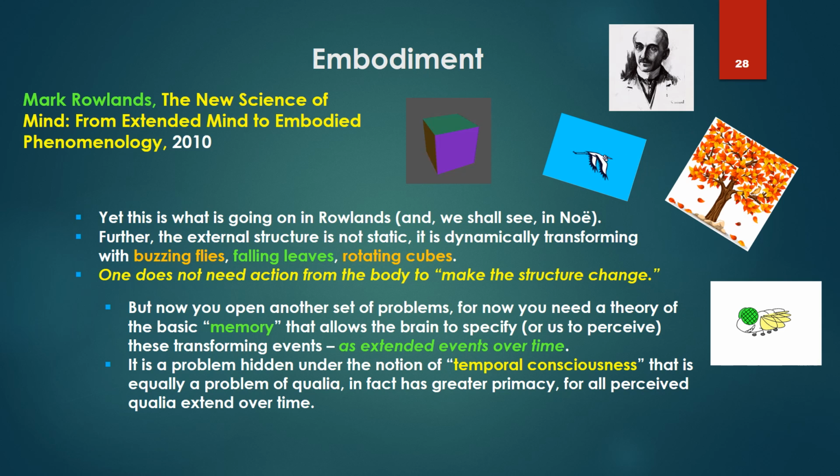It is a problem hidden under the notion of temporal consciousness, a whole subject in philosophy, but that's equally a problem of qualia. The way the leaves fall, the way the heron flaps its wings, the way the cube rotates or wobbles or whatever, the buzzing fly, that's all qualia as well in time. In fact, this has a greater primacy than the problem of qualia per se, for all perceived qualia extend over time. But this is just a dimension of the problem that's utterly ignored.